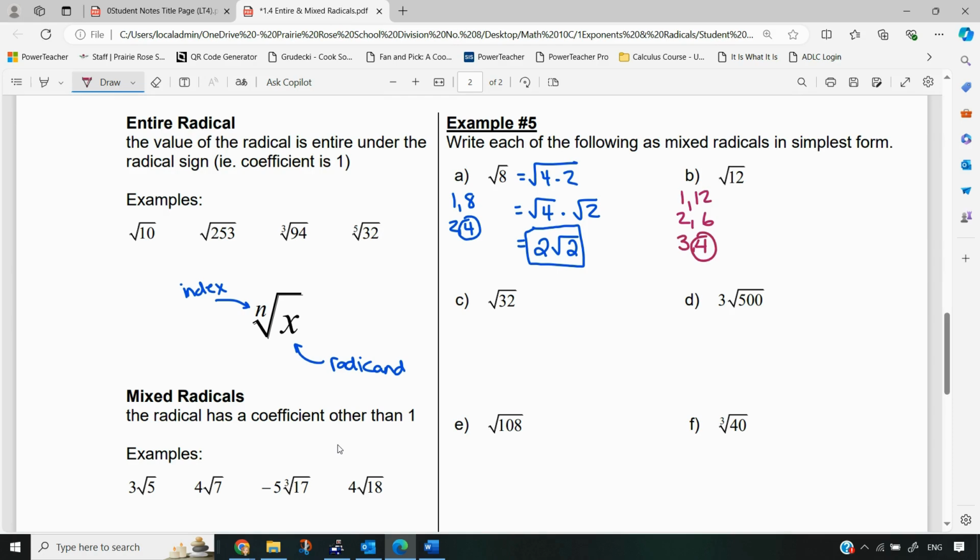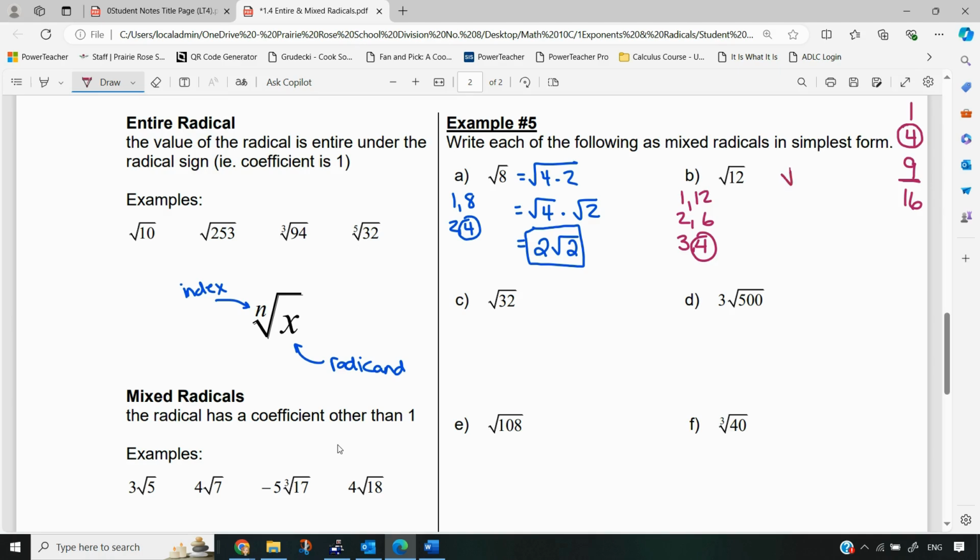Another way that I could think about this is to look at my perfect squares. So my perfect squares are 1 squared is 1, 2 squared is 4, 3 squared is 9, 4 squared is 16. Well, 16 is bigger than 12, so I don't have to go any further. So I start looking back at my list, and the only perfect square that goes into 12 is 4. So whether you do it by listing your factor pairs or looking at your list of perfect squares, you can still identify the biggest perfect square that we can pull out.